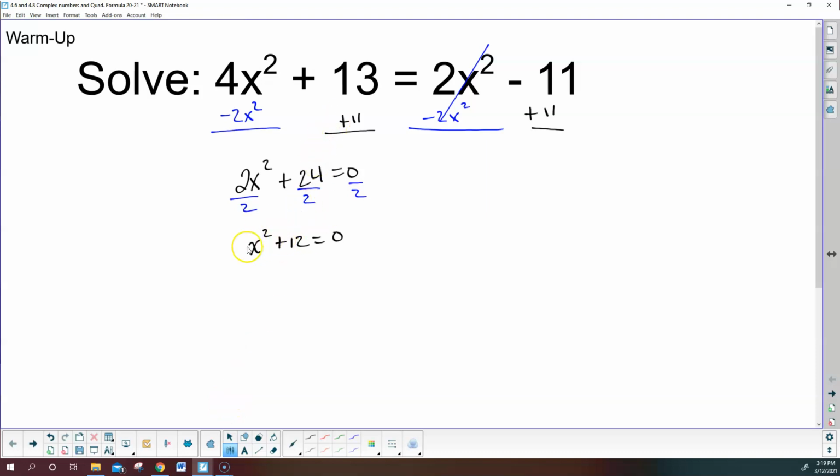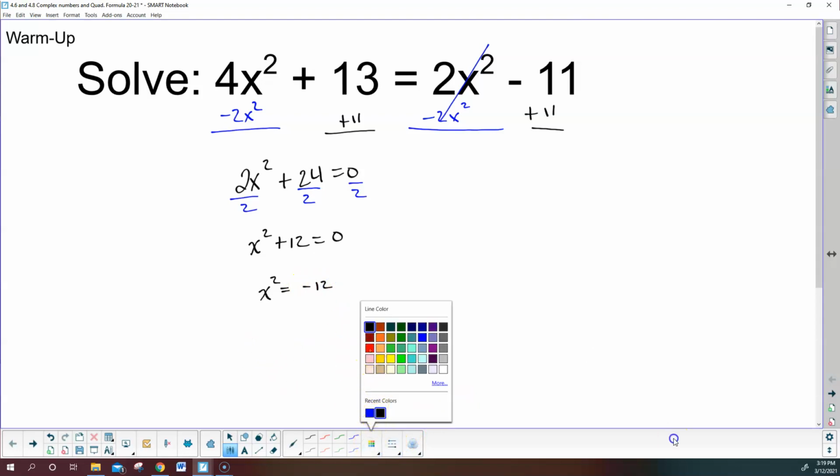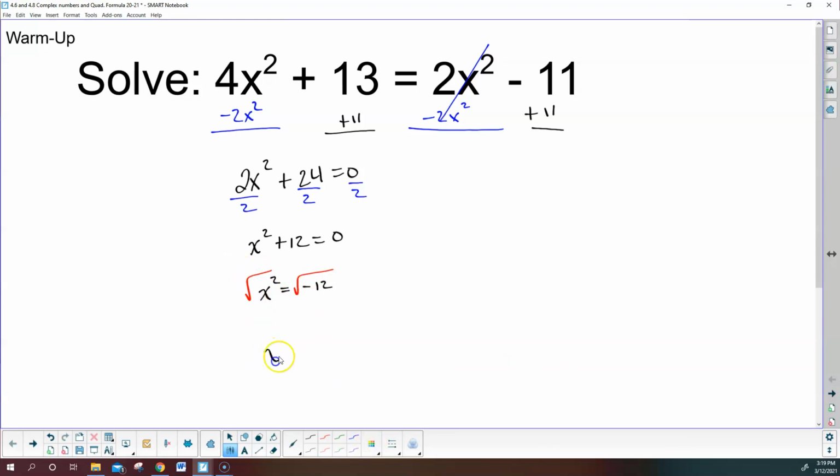Well, in this case, I can't factor it because 12 is not a perfect square, so my only option now is to move the 12 over to the other side. So I'm going to subtract 12, and then I have to take the square root of both sides. So I end up with x equals, and remember, when we do the square root, that actually leaves us with the absolute value of x, which is a plus or minus. So if it's written this way, we want to think of it as really being a plus or minus the square root of negative 12.